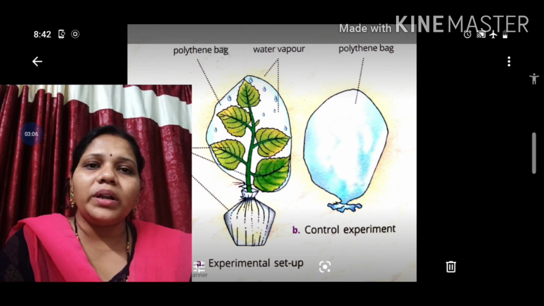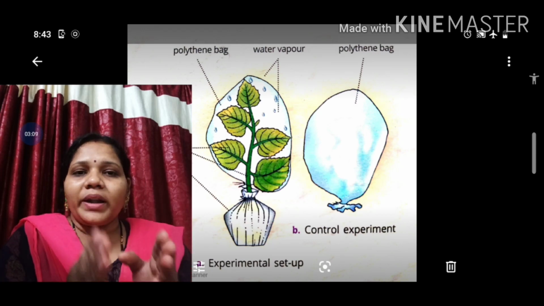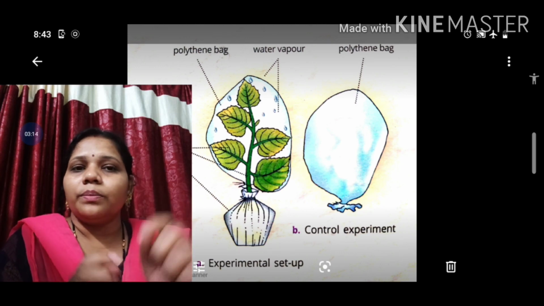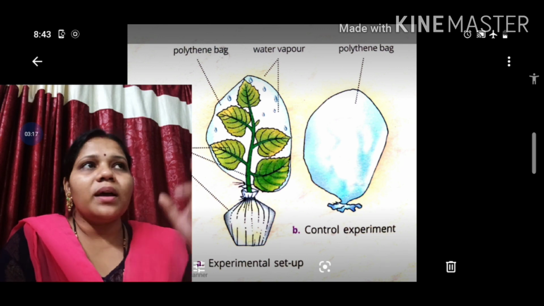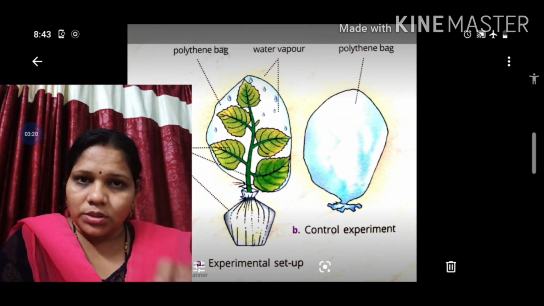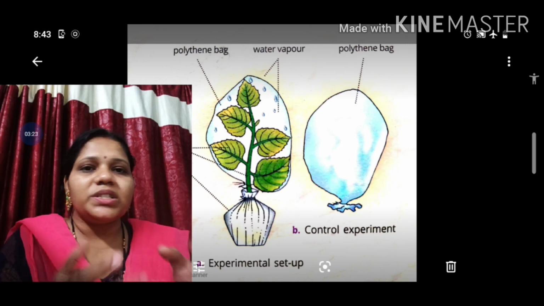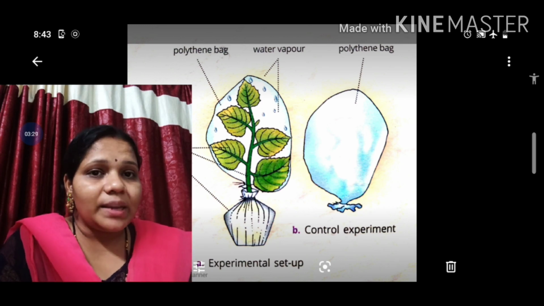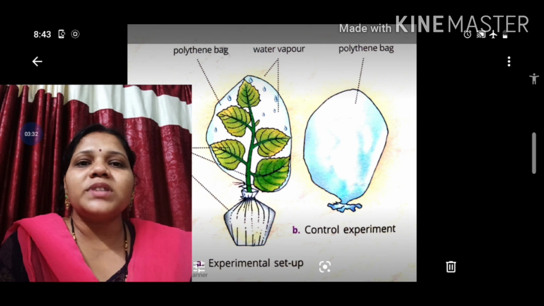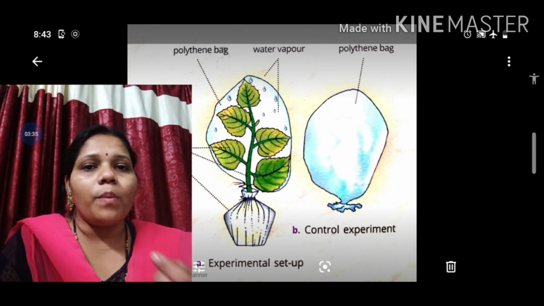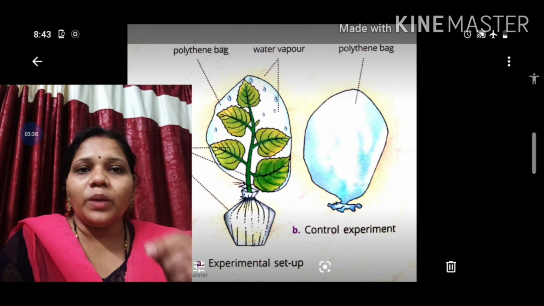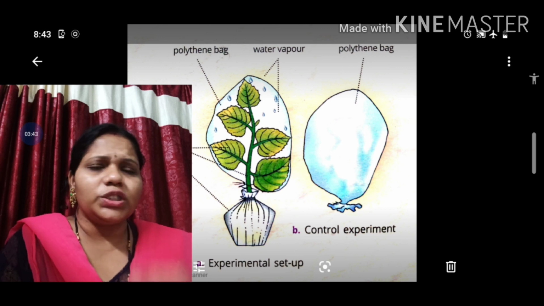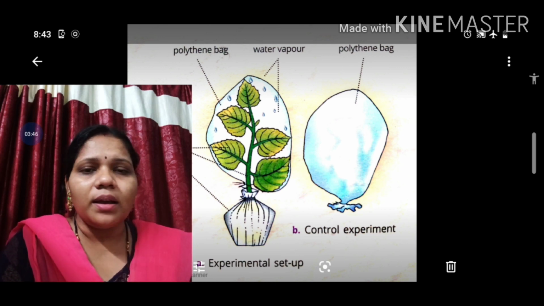How does this occur? As I told, in transpiration, the loss of water occurs from the plant. So when sunlight falls on the plant, transpiration occurs, and the excess water inside the plant comes out in the form of water vapor, and that water vapor is deposited on the inner surface of the polythene. So this proves that transpiration occurs in the plant.